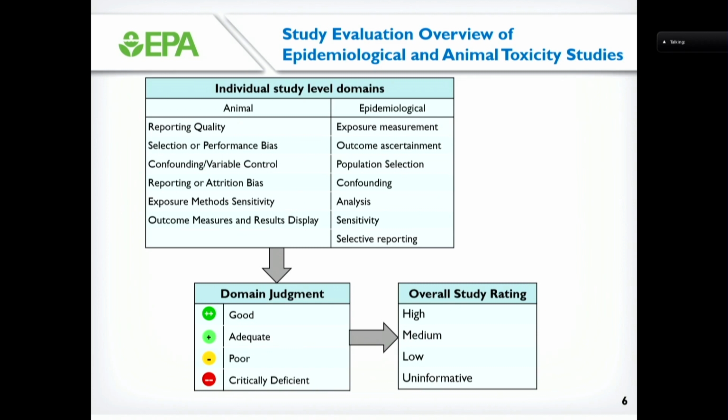So each of these domains has signaling questions that help the rater reach domain-level decisions. So it's not a numerical scoring approach, it's a domain-based approach. And the idea is that the rater considers each of these domains and comes up with a judgment, in this case, everything from critically deficient to good. And then you would consider all of those domains and come up with judgments about overall study rating, everything from uninformative to high confidence.